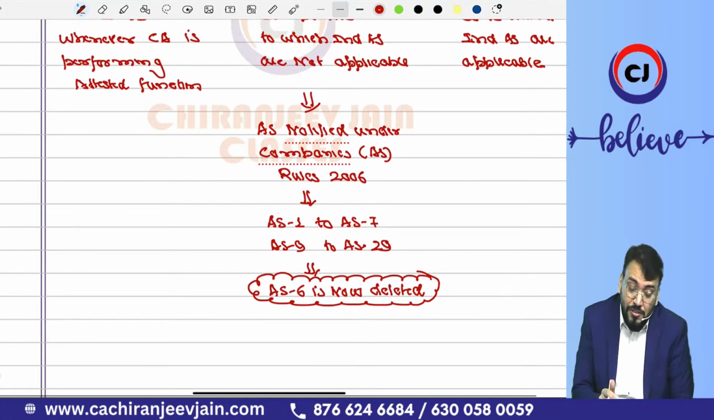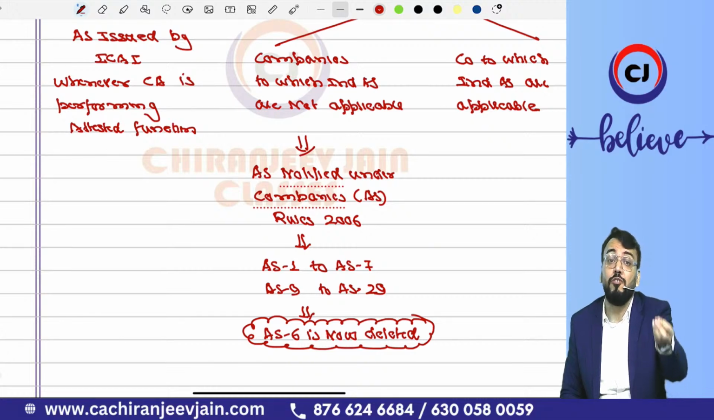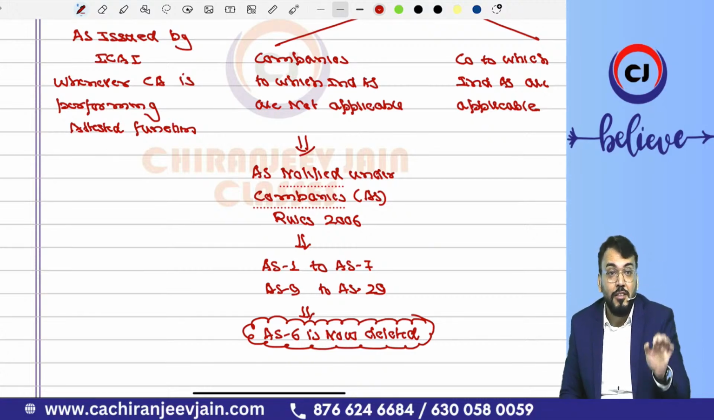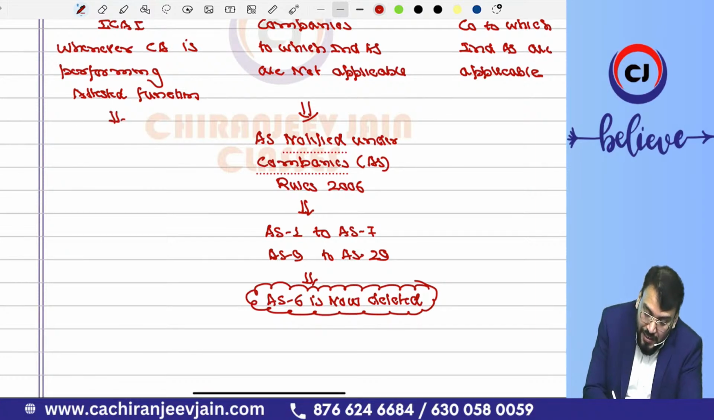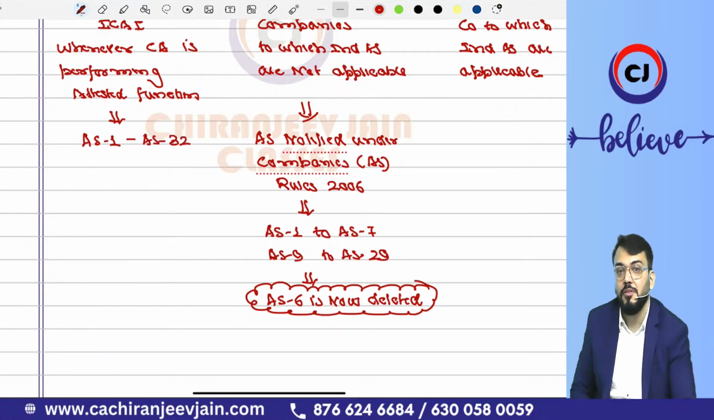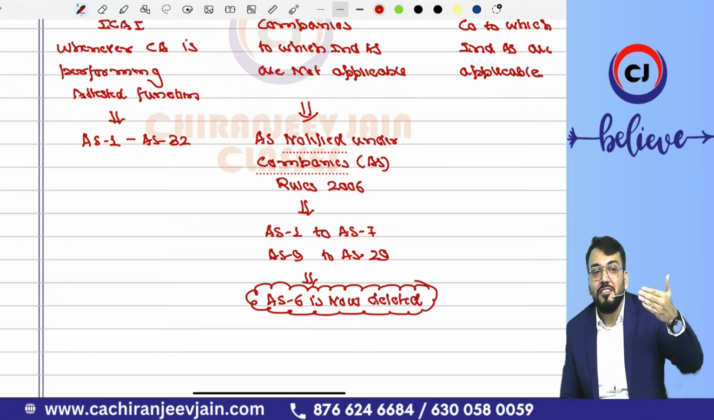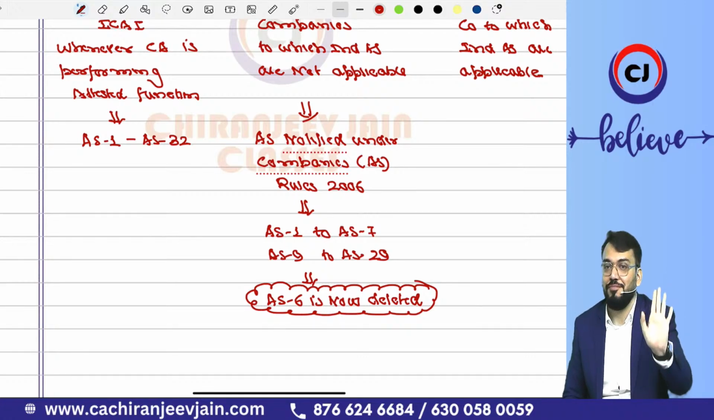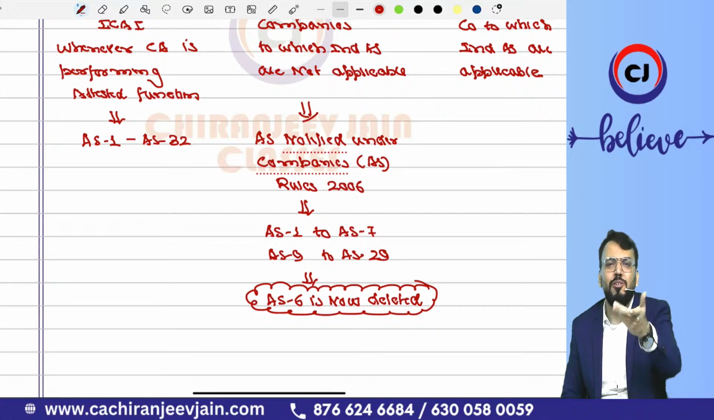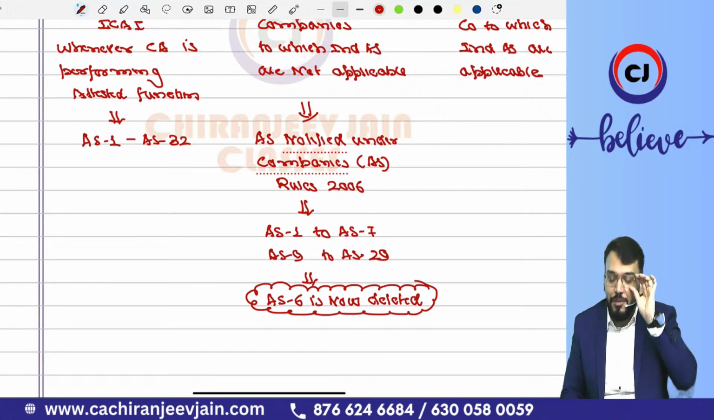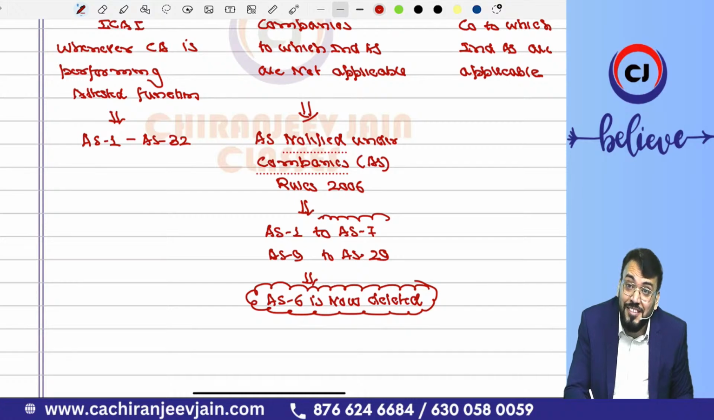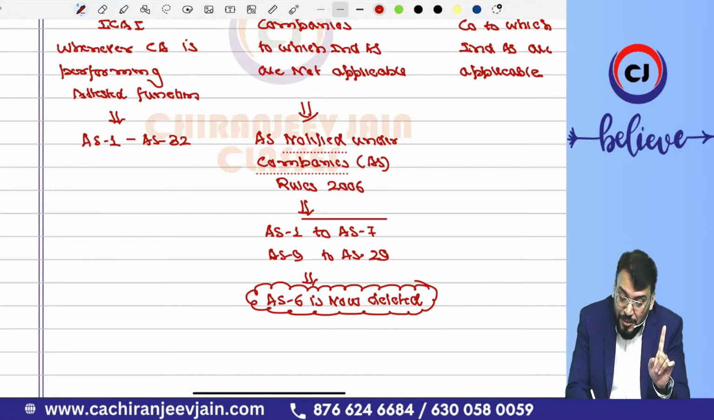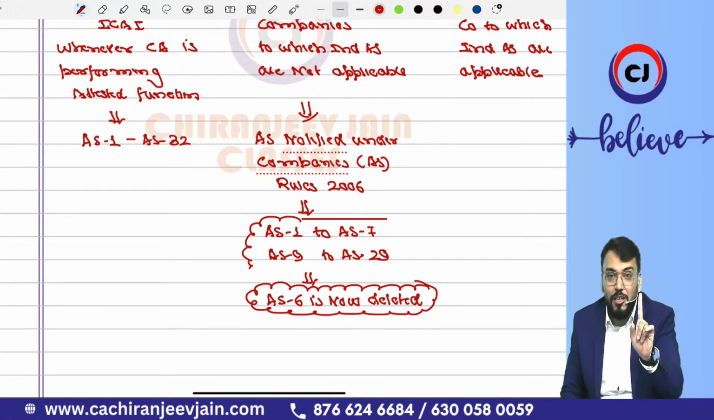Now sir, you must be asking, what are the accounting standards issued by ICAI? As per accounting standards issued by ICAI, it is AS1 to AS32. After 29, three more accounting standards were issued by ICAI: 30, 31, 32. That you have never done, because it was not part of your syllabus. Are you able to understand what I am saying?